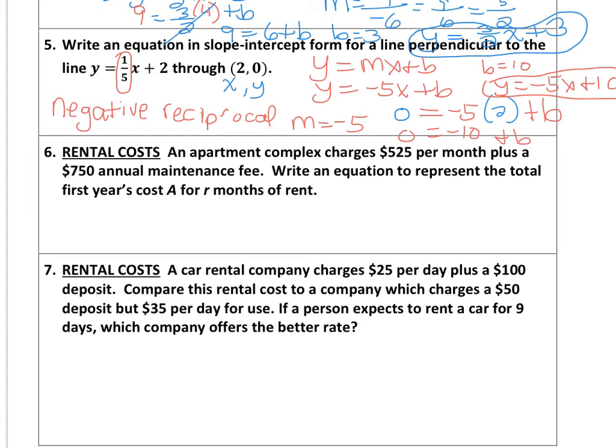So the last two problems, rental costs, very common problems that are modeled with linear functions. First one, we have $525 rent per month plus an annual maintenance fee, pretty common for a condo or for an apartment. Write an equation to represent the total first year's cost A for some number of months of rent.